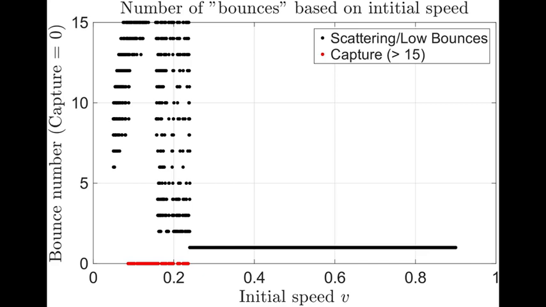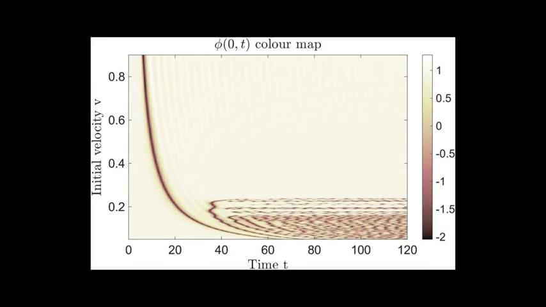You can see the wide capture at low speeds, single bounce escape at high speeds, and narrow resonance windows in between. Secondly, I visualize φ of 0 across time and initial speed as a color map. Long horizontal bands of persistent oscillation correspond to trapped bounce states, often called bions. Brighter, quickly decaying regions above the critical value of v equals about 0.23 correspond to rapid escapes. This color map makes resonance windows clearly visible as vertical bands in the speed direction under this critical speed value.